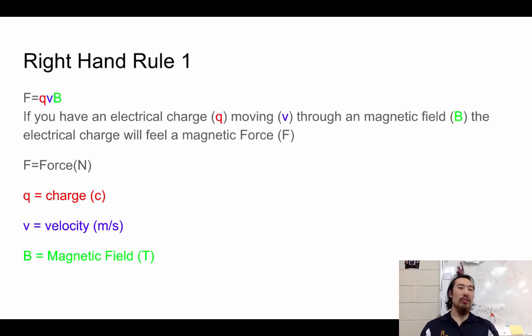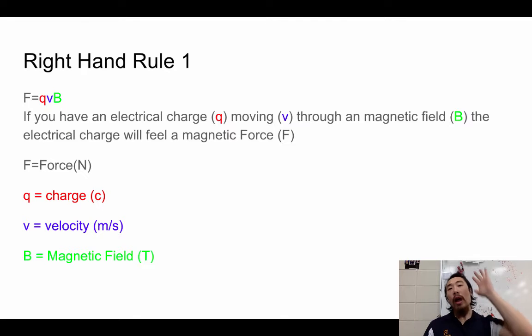times V, velocity, times B, the magnetic field. So what that means for us is if you have a charge Q that is moving V through a magnetic field, B is going to experience a force. Okay. Now the units for force, newtons as always. Unit for charge, capital C for coulombs. Units for velocity, meters per second. And units for the magnetic field is capital T for Teslas.